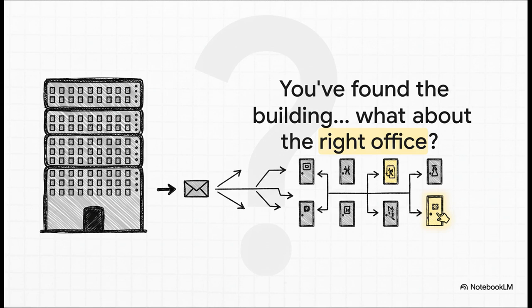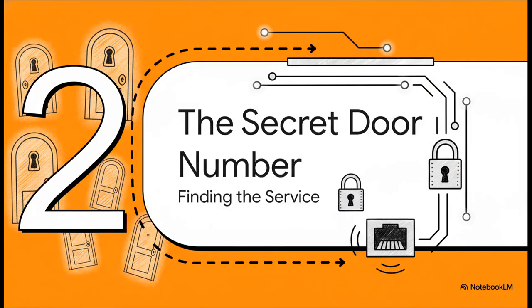So, great. Your request has arrived at the correct street address. It's standing there in the lobby of the right server building. But this building has thousands of doors, and each one leads to a completely different service. So which door does it knock on? This is where the real magic happens. This is the secret door number that makes sure your request for a web page doesn't accidentally end up in, say, the file transfer department. This, my friends, is the network port.